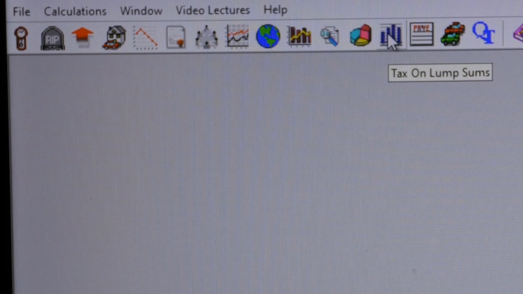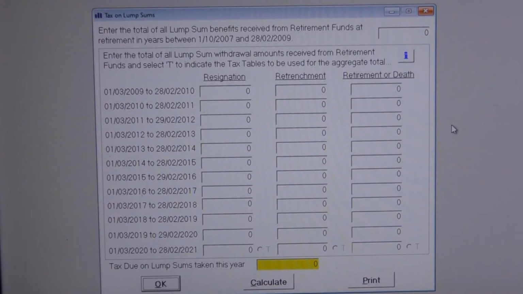This icon opens the Tax on Lump Sums from Retirement Funds calculator. The Tax on Lump Sums calculator will calculate and display the tax due on any combination of lump sums withdrawn pre-retirement or lump sums taken at normal retirement. No less than 6 accredited video tax lectures are accessible from the program explaining exactly how SARS taxes lump sums.